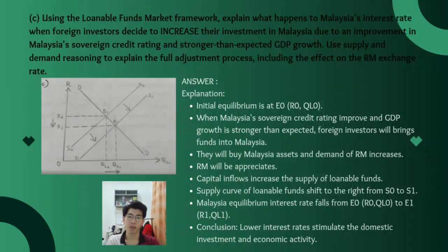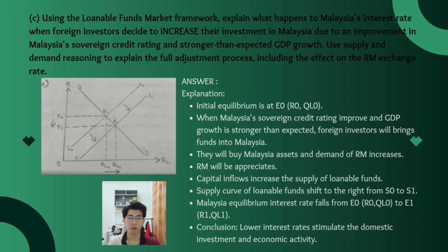Based on the graph, the initial equilibrium is at E0, interest rate at R0, and loanable fund market at QL0. When Malaysia's credit rating improves and GDP growth is stronger than expected, foreign investors will bring funds into Malaysia. They will buy Malaysian assets and demand for RM increases. The RM will appreciate. Capital inflow increases the supply of loanable funds.